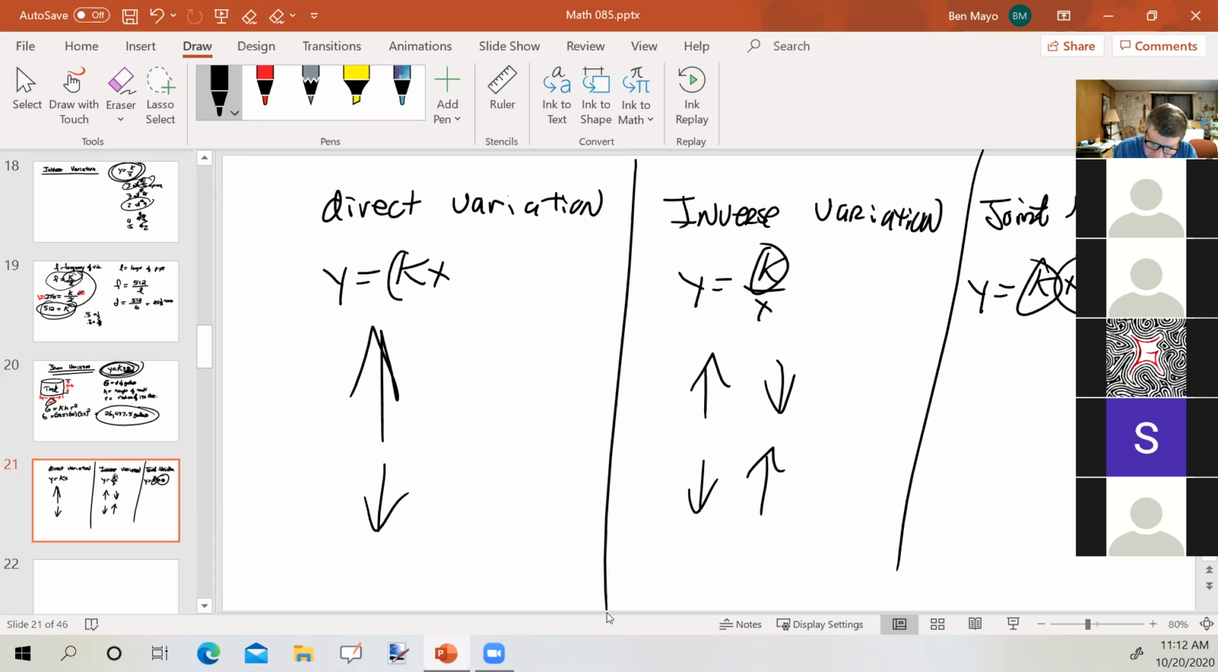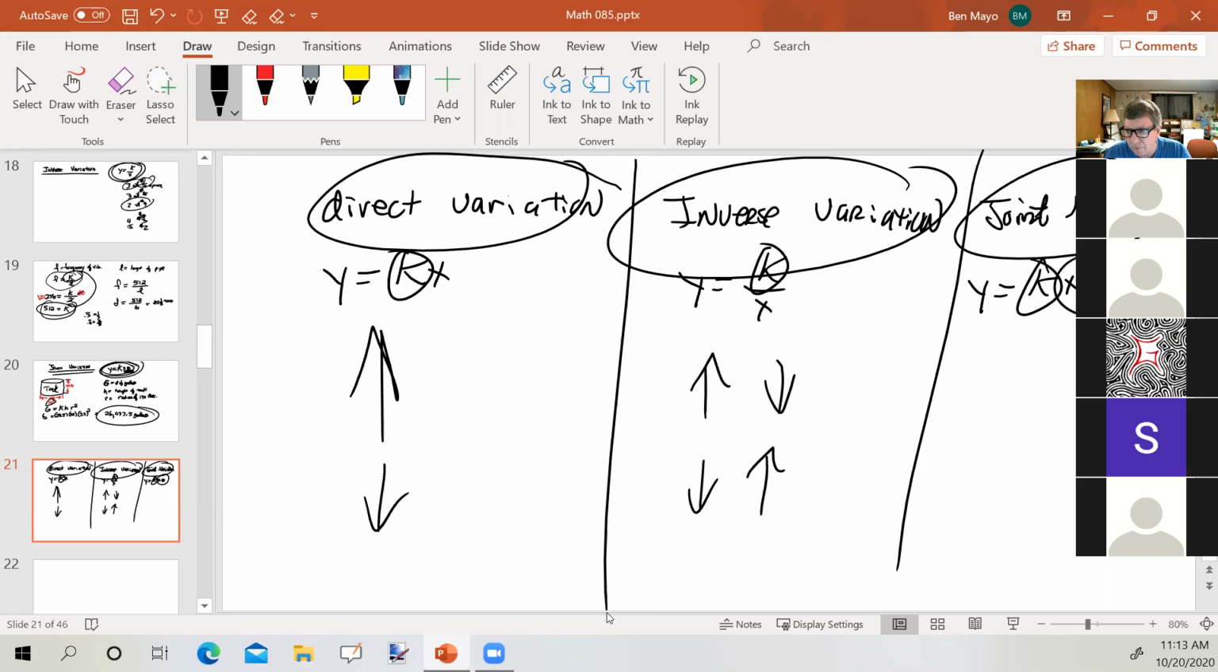K is in each formula. K is always on top, and it's a constant, and they'll either give it to you like they did in this last example, or you'll use information given to figure it out. But the first thing you've got to do is read carefully to determine which kind of variation you're starting with.